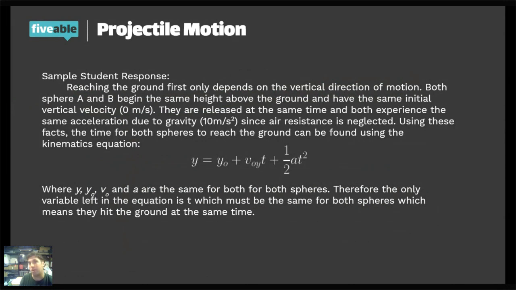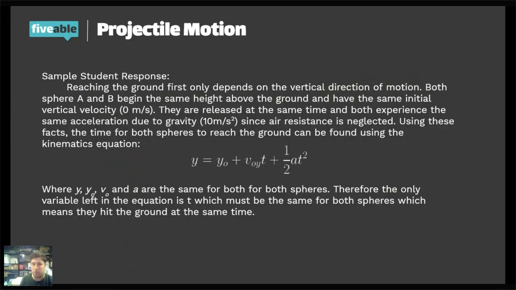They both started with the same velocity. They both had the same acceleration. The only thing that can change in this equation is t, but there's only one value for t that satisfies this equation, both mathematically and physically, and that must be the same thing for both of these spheres. Therefore, they have to hit the ground at the same time.